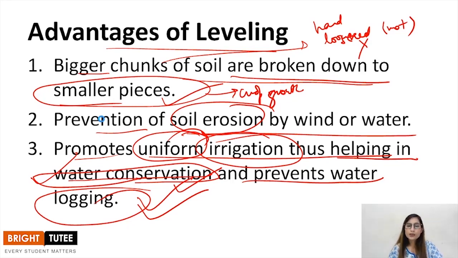And then after plowing, we carry out leveling, which again is very important for us, right? We discussed that right now. So this was the third topic of this chapter.